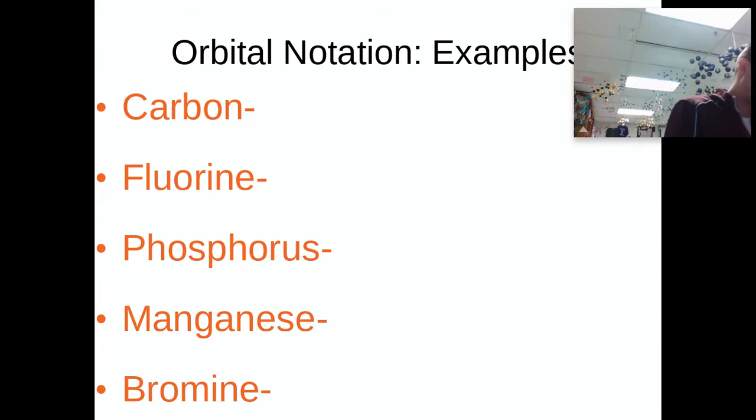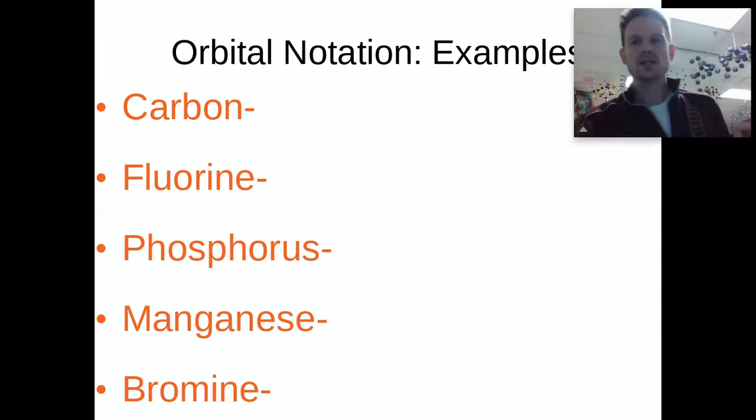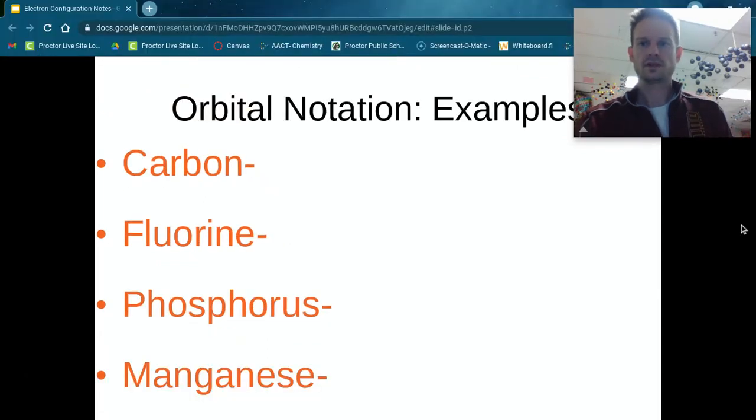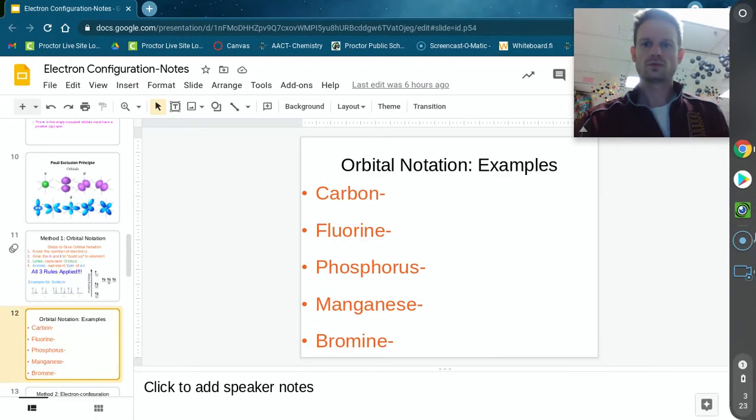And then bromine. Okay, so I am going to turn this on, maybe. Come on, baby. It's not letting me do it because I'm in there. There we go.